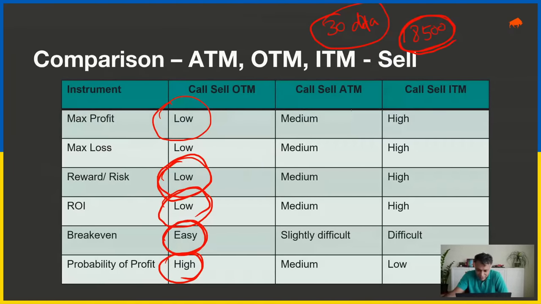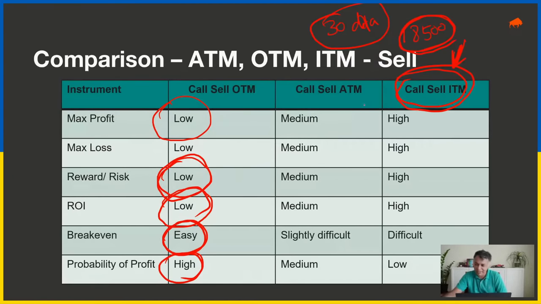So again, if you sell ATM, all of this is medium. If you sell ITM, please don't sell ITM options. I don't even know if it makes sense, right? You're playing direction. I really don't know what you're doing here unless you have a strong directional call. If you're actively saying that the market will go up from here, then of course you can sell an ITM put, right? But ITM selling is as good as OTM buying.